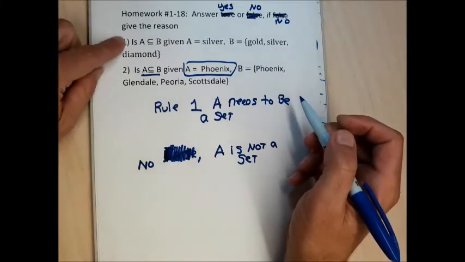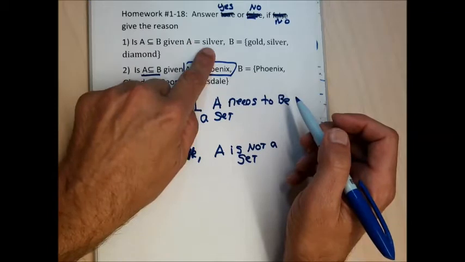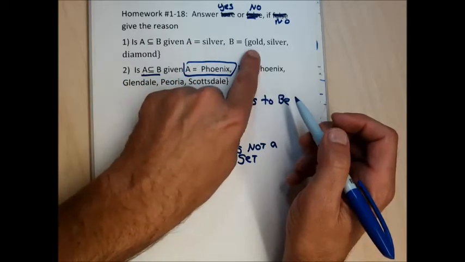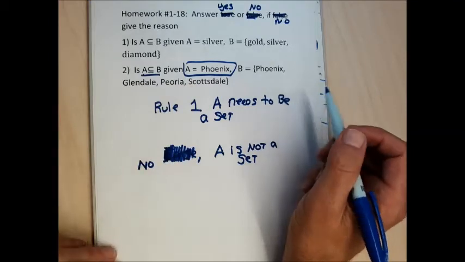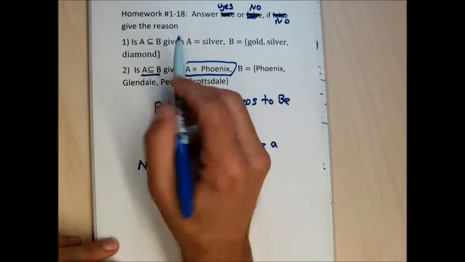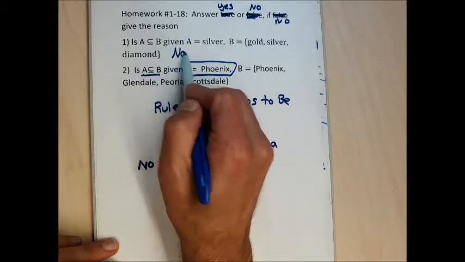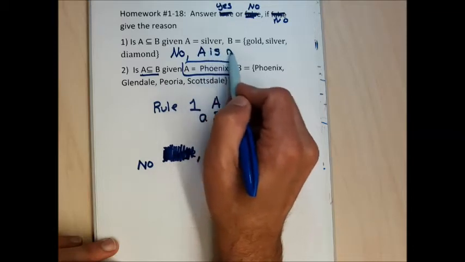So your problem 1: is A a subset of B, given A equals the element silver, B equals a set that contains silver, gold, and diamond? And of course, you're going to violate rule 1 as well, because A is not a set. So you're going to say no for your answer, and you're going to say because A is not a set.